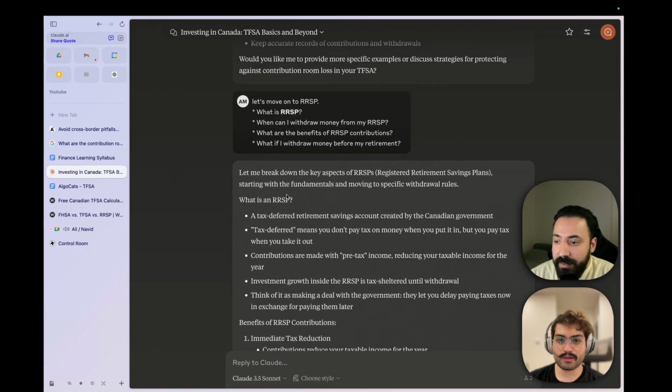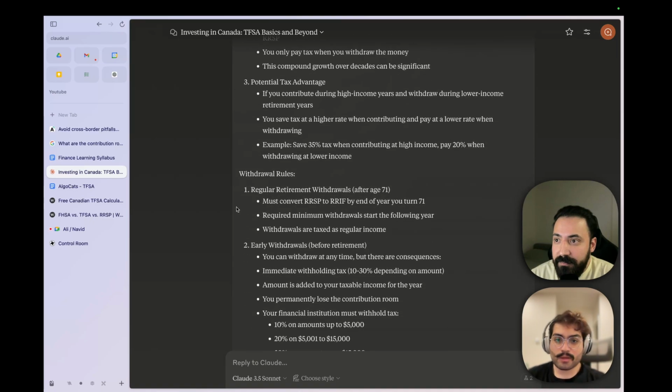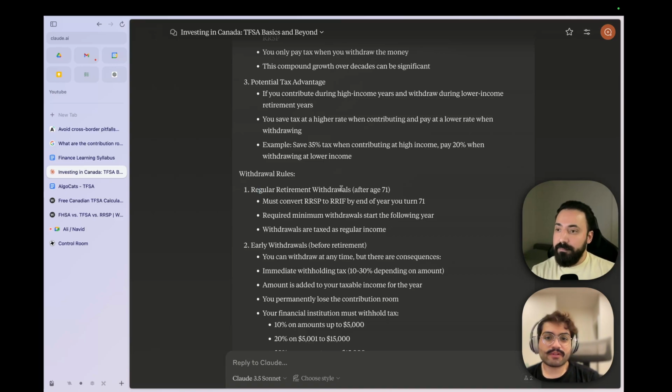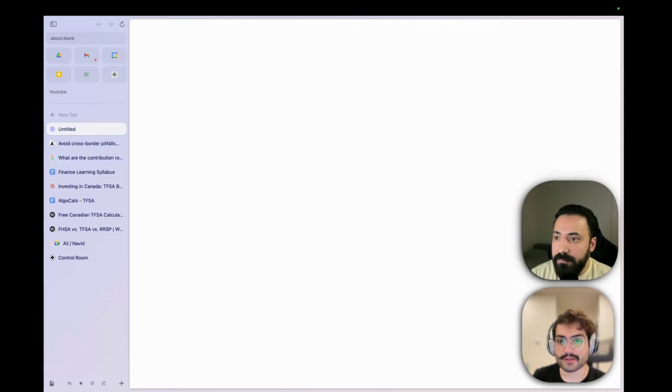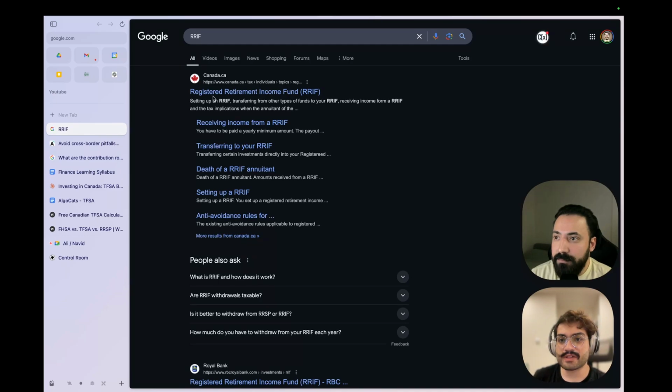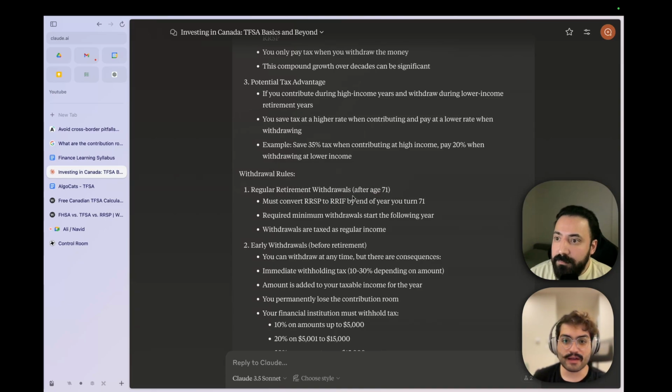Very, very interesting. So when can I withdraw money from RRSP? Regular retirement withdrawals start after age 71. So you first need to convert RRSP to another account called RRIF, which I don't know, Registered Retirement Income Fund. You need to convert this by the end of the year you turn 71. Required minimum withdrawals start the following year. Withdrawals are taxed as regular income.